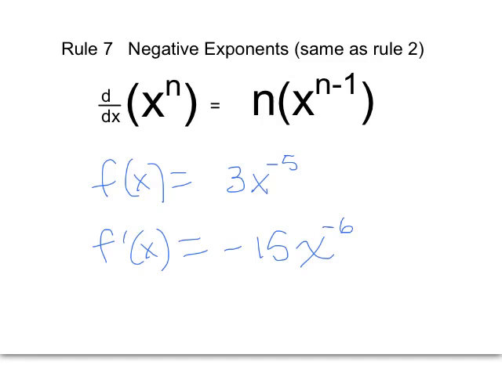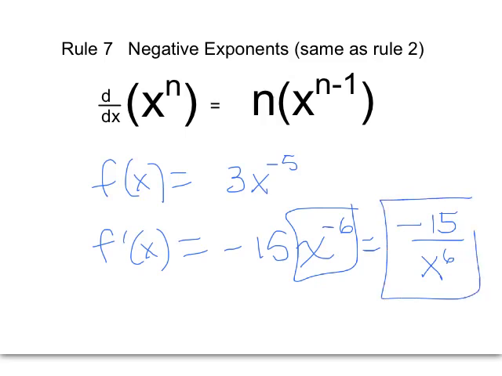Now, I want you to remember that negative exponents actually mean 1 over. So this answer will probably be, on a multiple choice, you would see this as your derivative. That's your derivative function. And the original problem was 3 over x to the 5th.